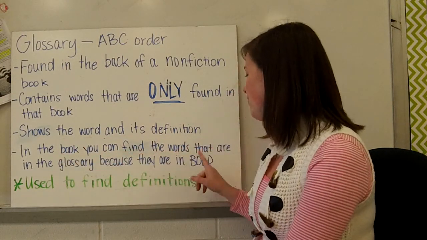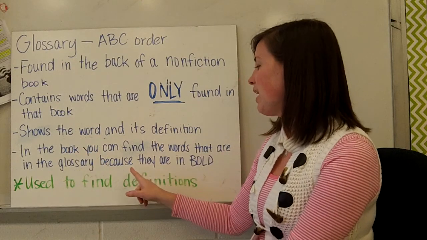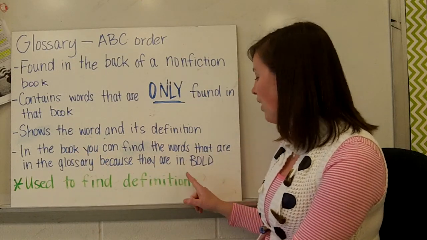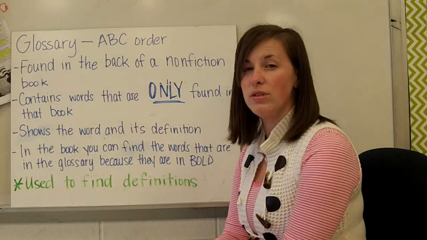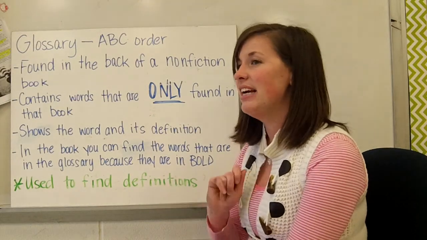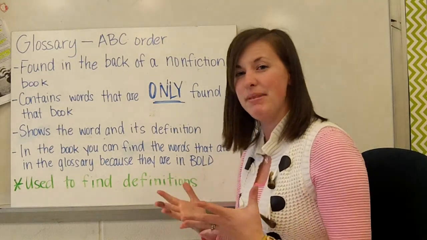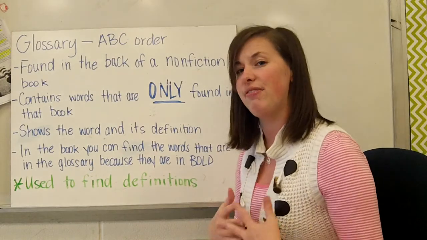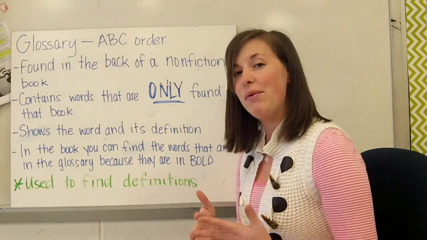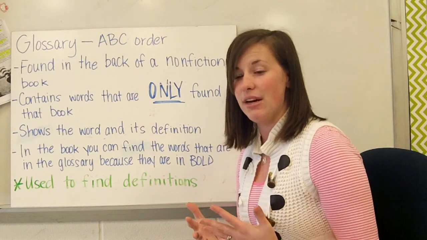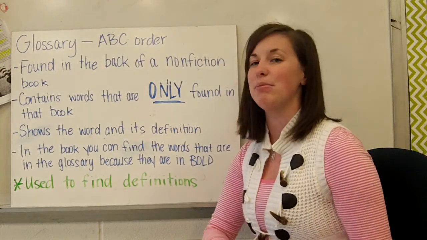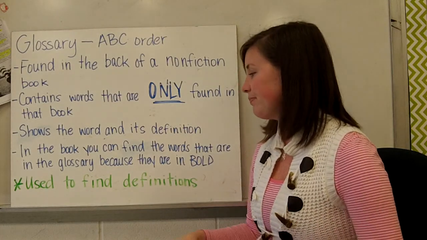In the book, you can find the words that are in the glossary because they are in bold. Sometimes they're in bold, sometimes they're highlighted, maybe they're underlined. There's something always there to show you that you can also find that word back in the glossary. That way, if you're reading and you don't know what the meaning of the word is, you can flip right to the back of the book and find the glossary.